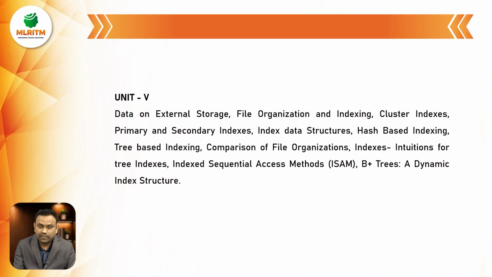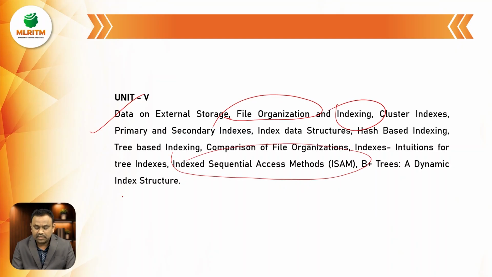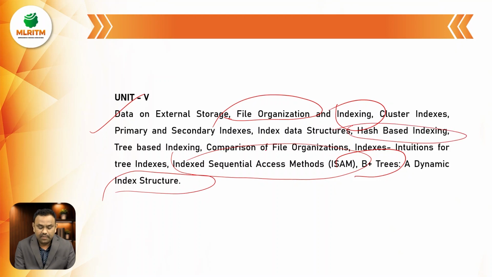The last, fifth unit focuses on storage and files, how files are organized, indexing files, and how the indexed sequential access method is used to index the files. Then B+ trees, which are an indexed structure, hash-based indexing, tree-based indexing, primary and secondary indexes. All these topics will be covered as part of the fifth unit.